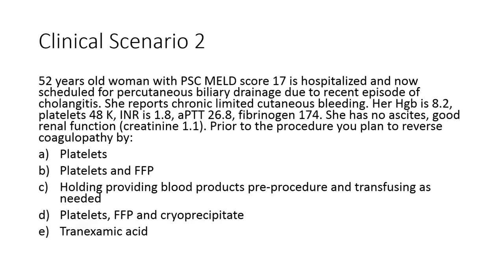Clinical scenario 2: a 52-year-old woman this time with primary sclerosing cholangitis. Her MELD score is calculated as 17, she is hospitalized, and now scheduled for percutaneous biliary drainage due to a recent episode of cholangitis. She reports chronic limited cutaneous bleeding, which is self-limited. Her hemoglobin is over 8, platelets are 48, INR is 1.8, PTT is 26, fibrinogen 174. She has no ascites and good renal function.